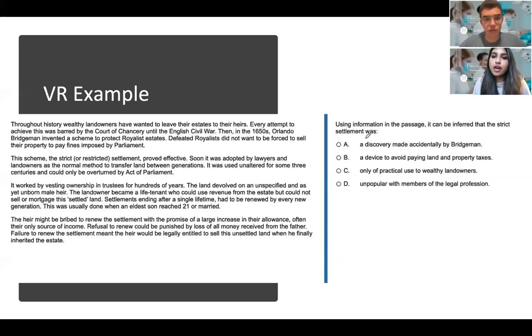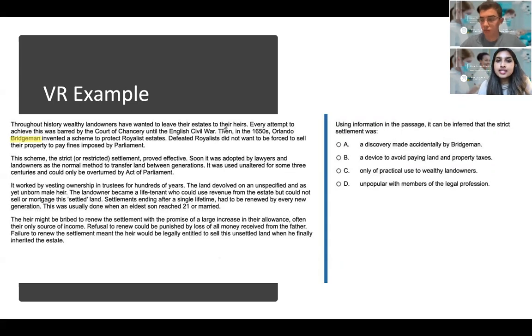So if we look at the first option here, A, it says, the strict settlement was a discovery made accidentally by Bridgman. A keyword that will stand out for us is Bridgman. If we look at the text, we can see straight away the name Orlando Bridgman is here. And from this, we can read a bit previously and a bit after that keyword, so we can figure out what the text is trying to say.